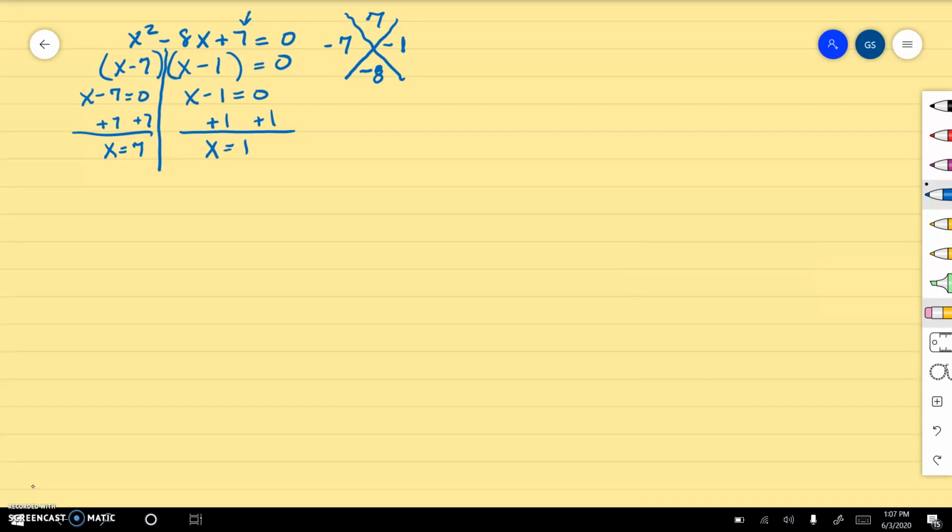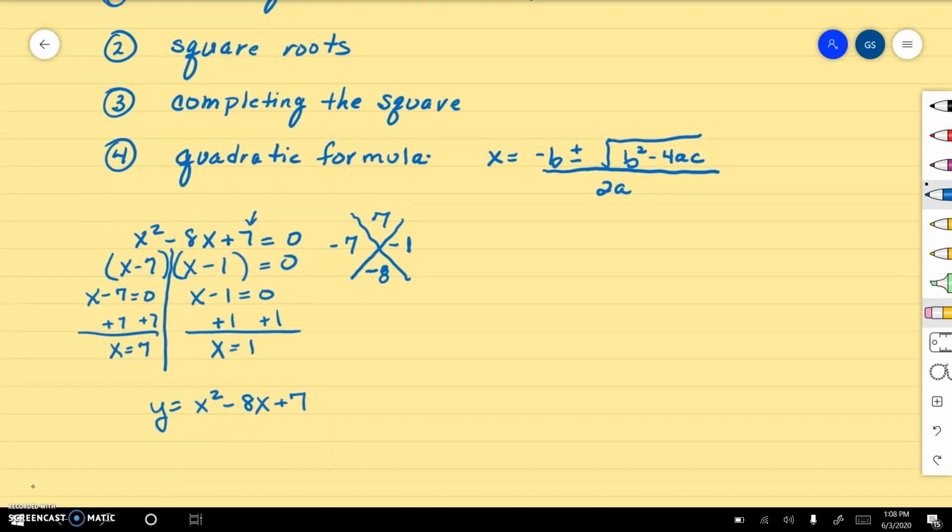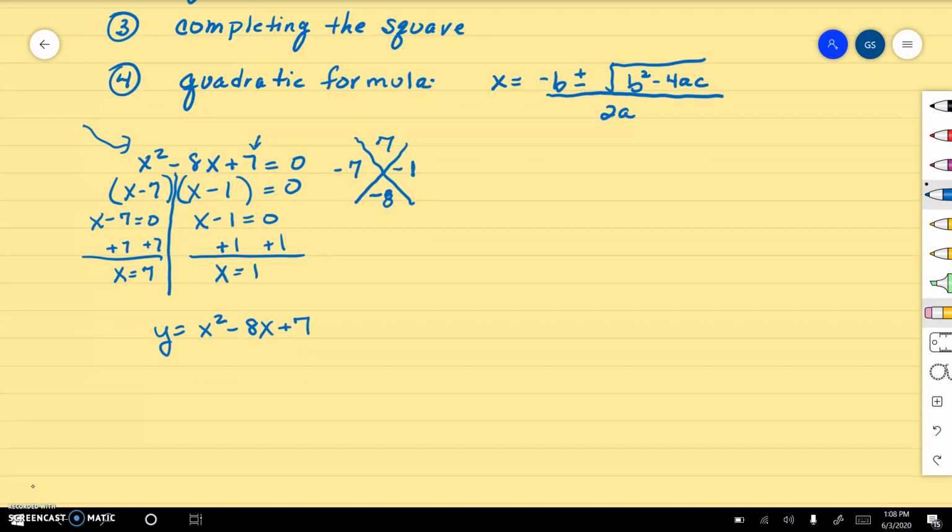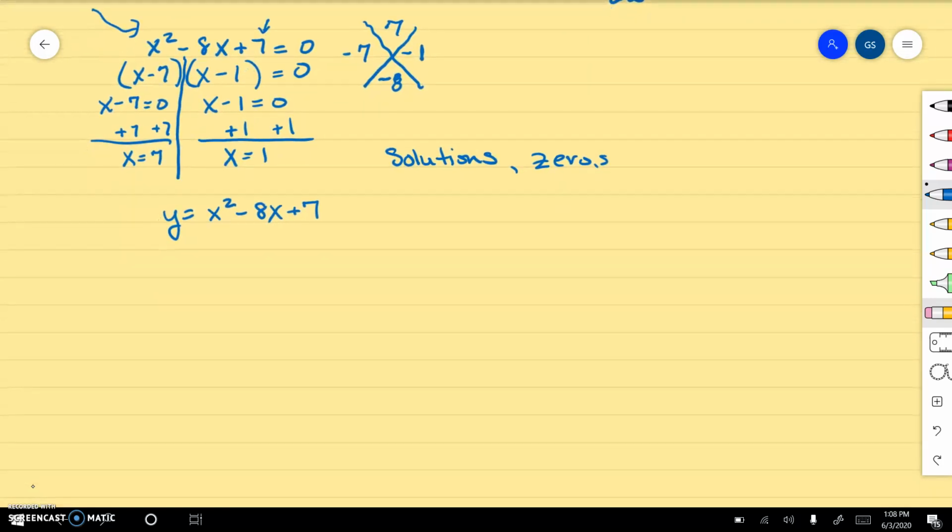Okay, so now I want to do it graphically. The way that you would see this is y equals x squared minus 8x plus 7. You see this one was equal to 0. These are called solutions. They're also called zeros. It's where y equals 0, so the zeros of the function.